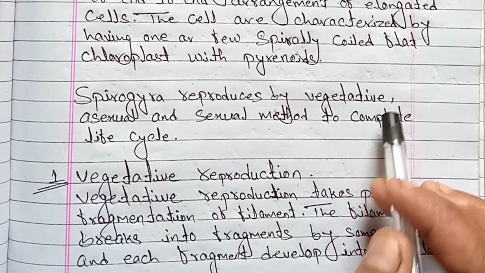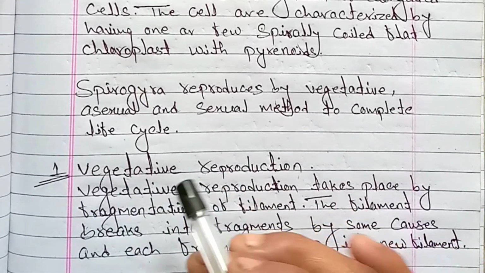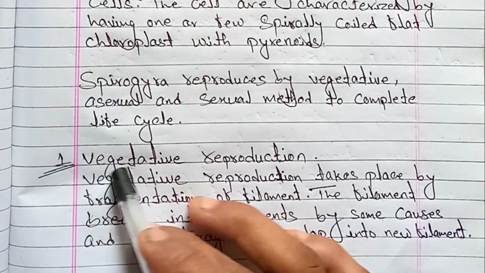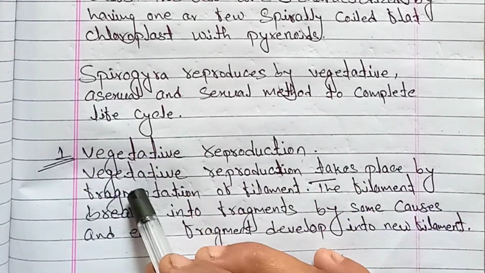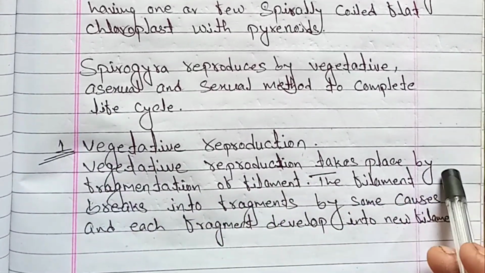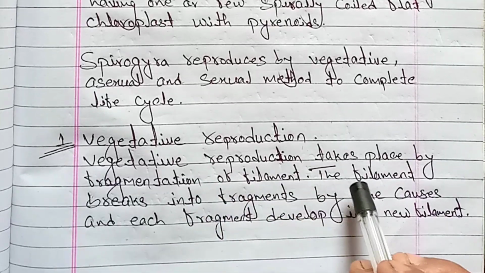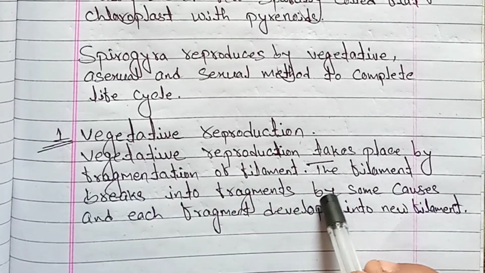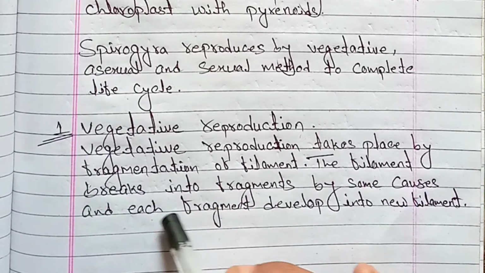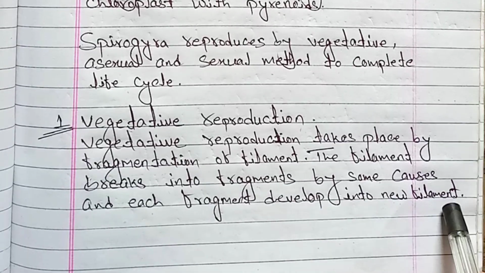So at first vegetative reproduction. Point number 1, vegetative reproduction. Vegetative reproduction takes place by the fragmentation of filament. The filament breaks into fragments by some causes and each fragment develops into a new filament.